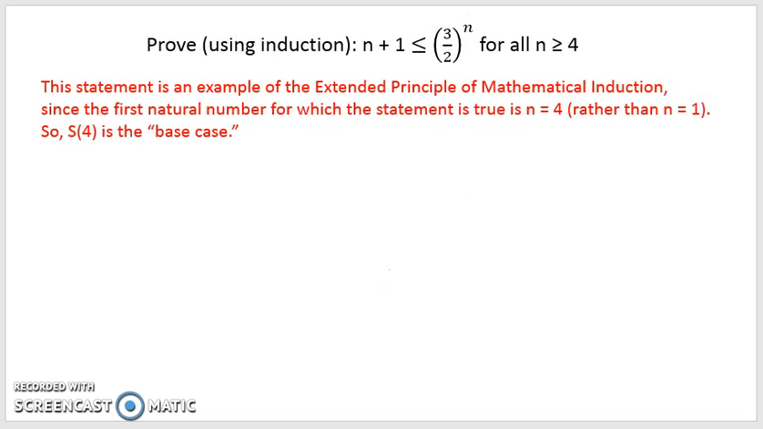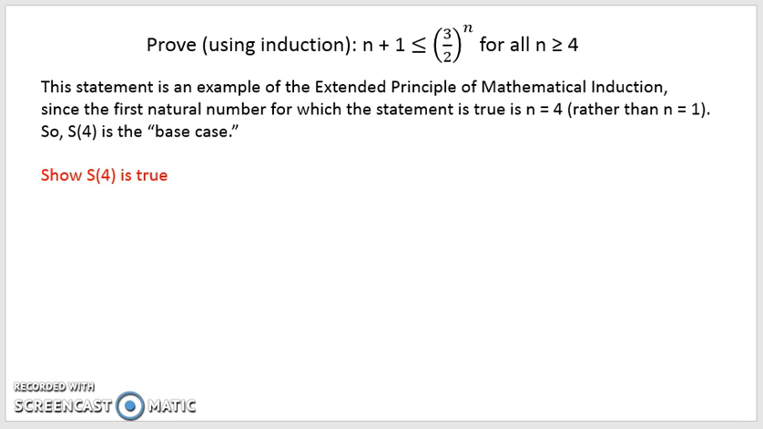So let's prove this using induction, which we can do for all n greater than or equal to 4. The important point to note from our class is that we're not starting at 1, we're starting at 4. Anything from 4 onward is when this is true. That is called the extended principle of math induction, when you start at some value other than 1. So our base case is S of 4.